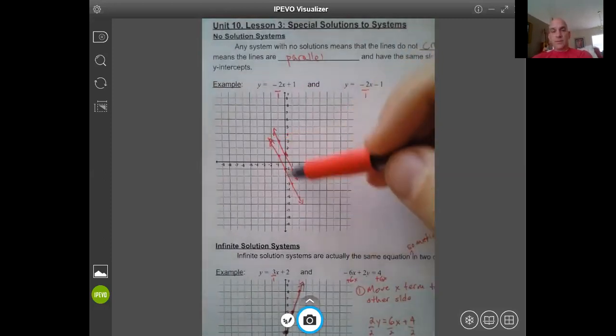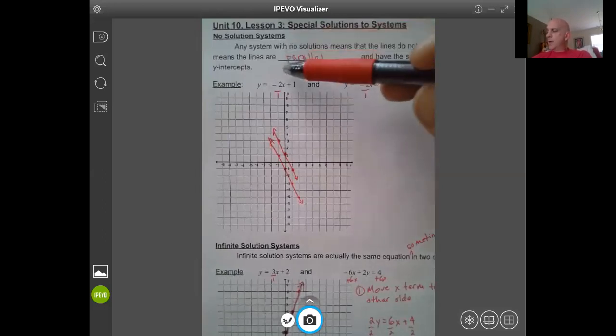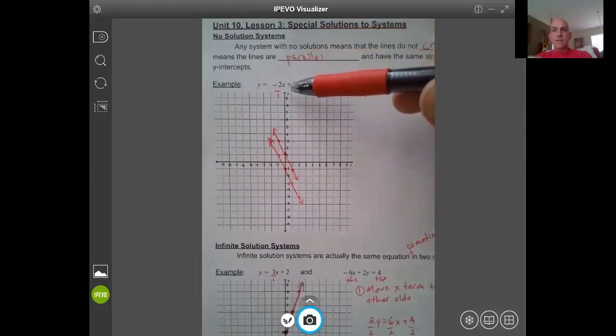If we don't see the graph and we're just given the equations, the easiest way to tell is that they have the same slopes but different y-intercepts. When you have the same slopes, they're going to be either the same line or parallel lines. So when lines have different slopes, this is a key piece of information to knowing that you have a one solution system.